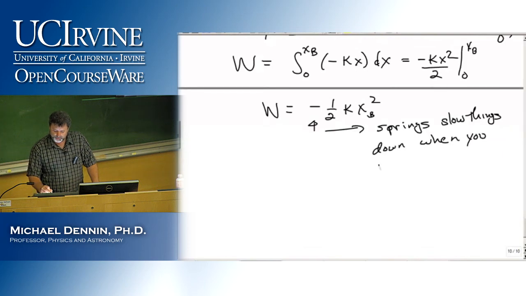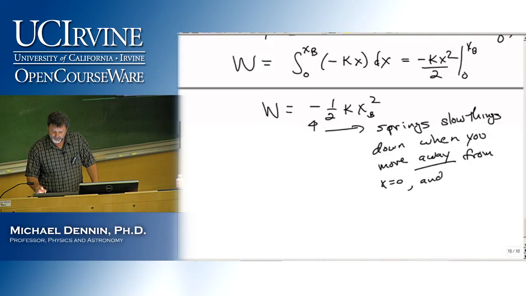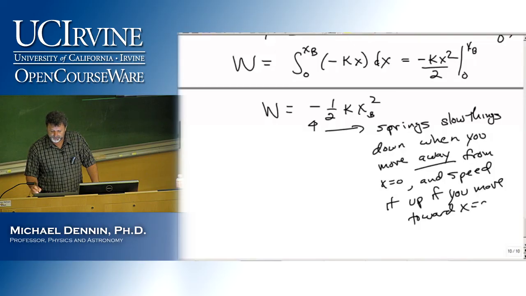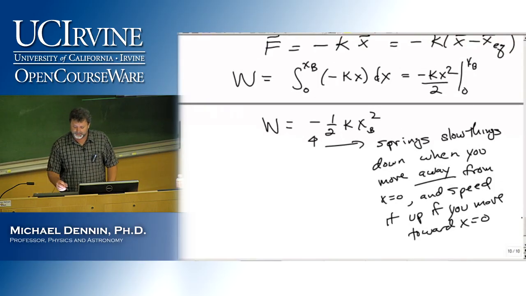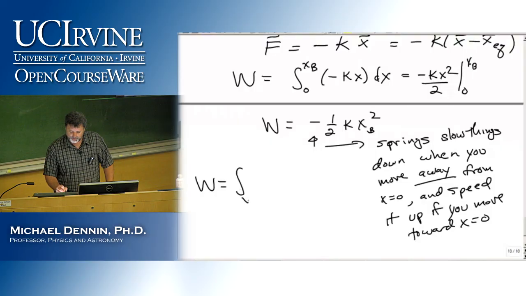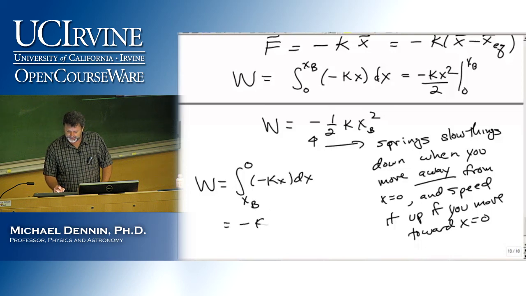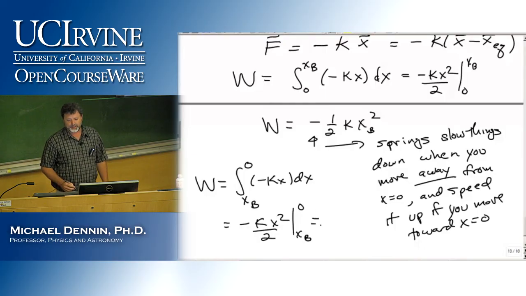when you move away from x equals 0 and speed it up if you move toward x equals 0. Because if I do this integral again, going from point xb to 0, moving towards the equilibrium, right? I get the same integral here, but now I'm going from xb to 0. What does this end up being?